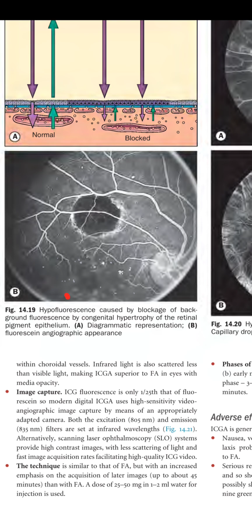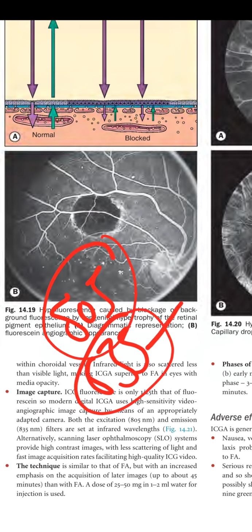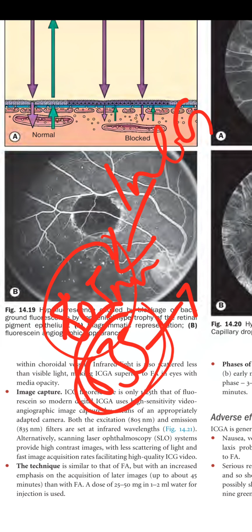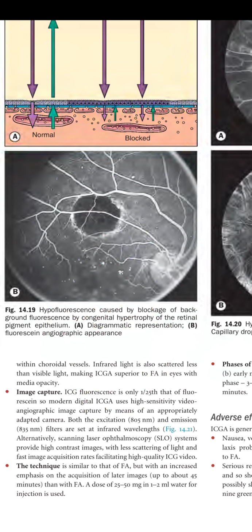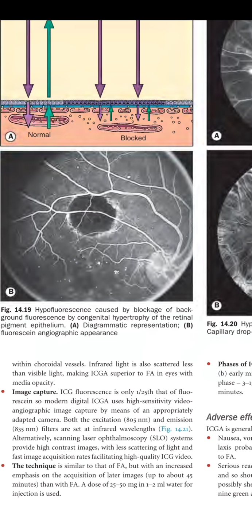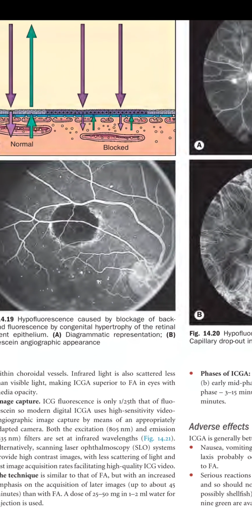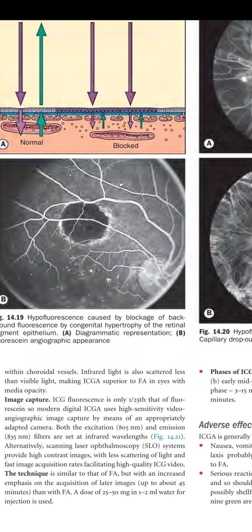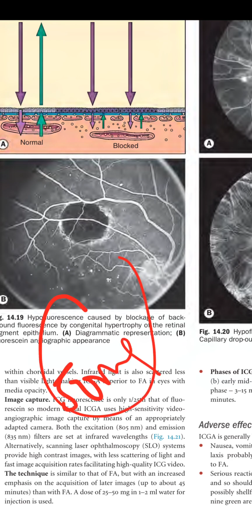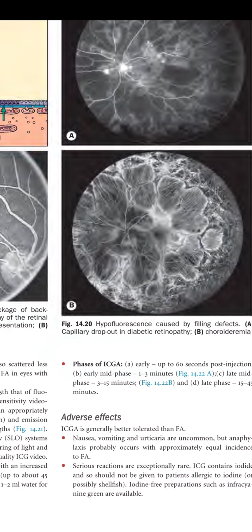Basically there is an excitation filter and a barrier filter. In indocyanine green angiography, the excitation peak is 805 nanometers, and the wavelength it emits is 835 nanometers. This technique is similar to that of FA, but with an increased emphasis on acquisition of the later images, up to 45 minutes, than with FA. A dose of 25 to 50 milligrams in 1 to 2 ml water for injection is used. So, in contrast to fluorescein angiography, only 50 milligrams is used, diluted in 1 to 2 ml of water.